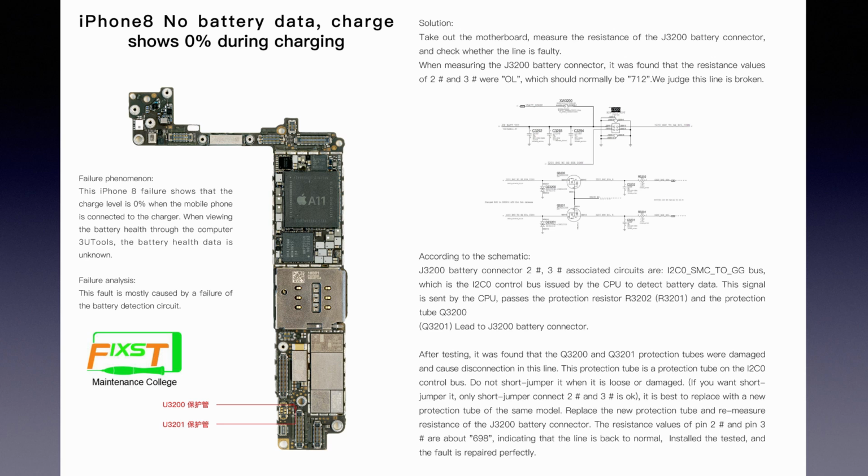So we do not suggest a shock jumper when it is lost or damaged, because if you use a jumper, maybe sometimes it's okay, but the customer will come back very soon. But if you want to quickly finish this problem, you also can make a shock jumper. And we also show you the shock jumper way. You just need to connect pin 2 and pin 3, and it is okay. But the best way to repair this problem is to change a new protection IC of the same model.